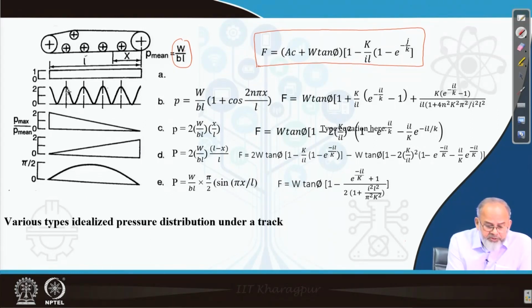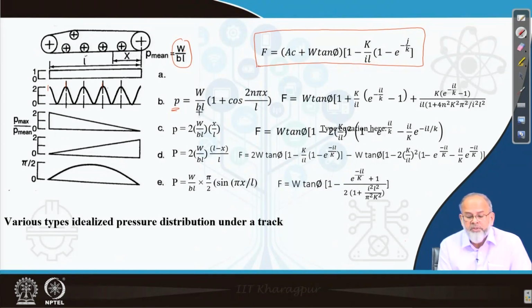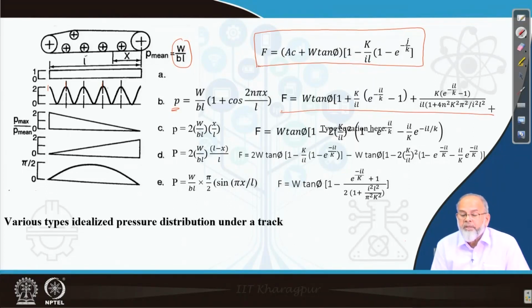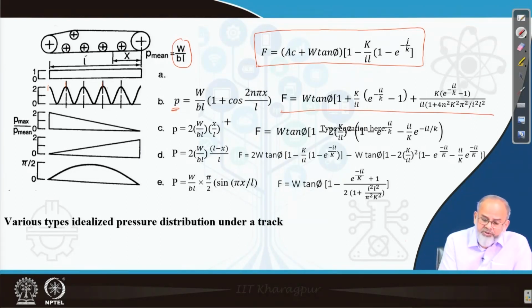In the other case, there will be a sinusoidal kind of distribution, where you get peaks at regular intervals. If n is the number of peaks, then the pressure, or the normal stress distribution, can be written as W by BL into 1 plus cos. Thrust force will be equal to this one. F is equal to W tan phi into 1 plus K by IL into e raised to the power IL by K minus 1 plus K into e to the power minus IL by K minus 1 divided by IL into 4 n square K square pi square by I square L square. So, it all depends on what the pressure distribution is.